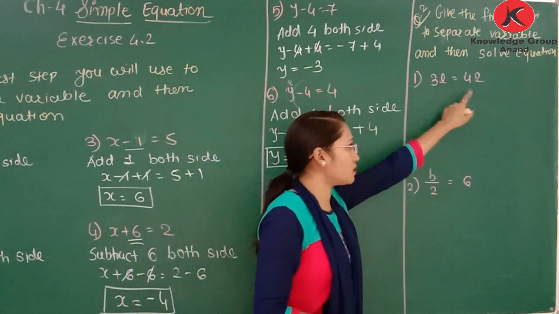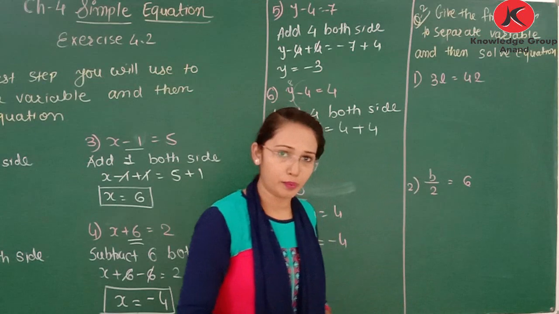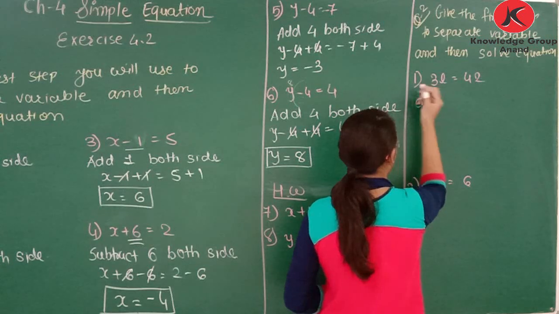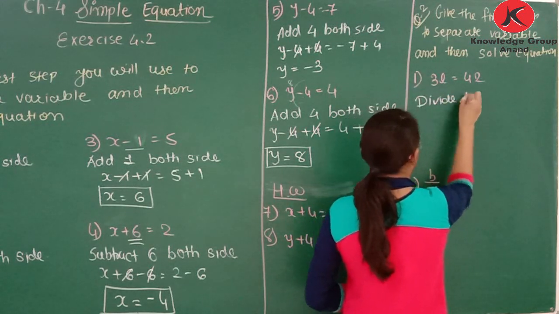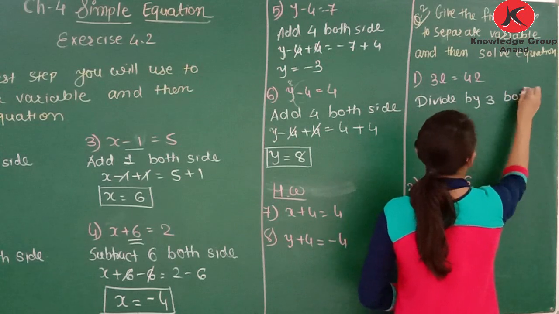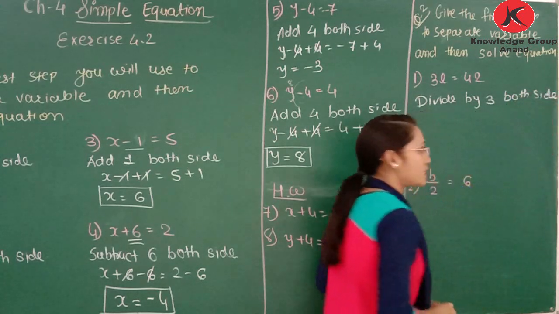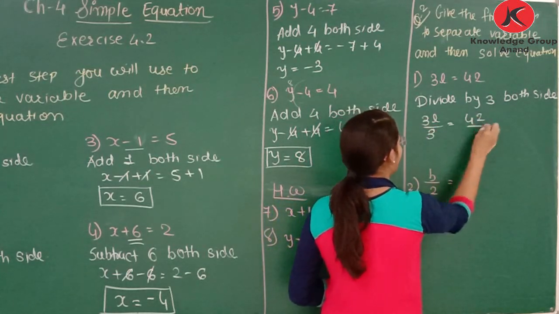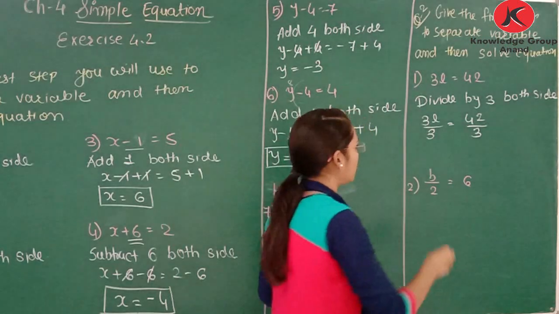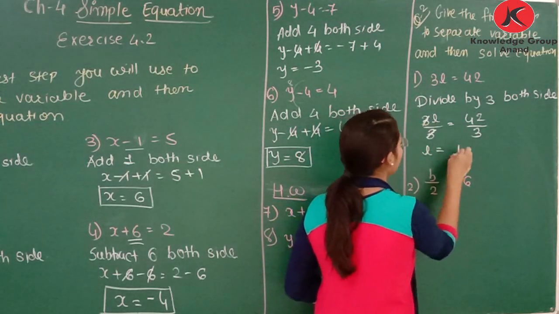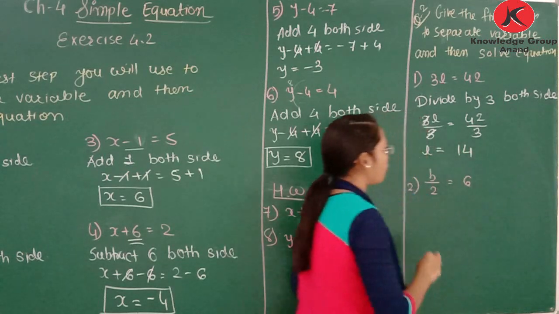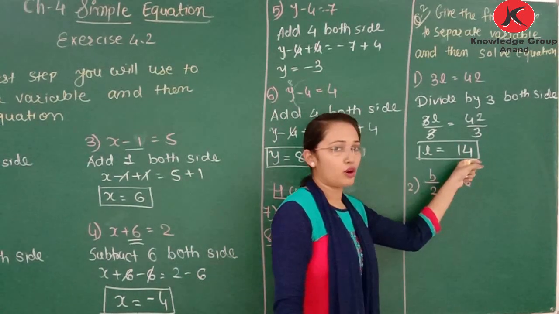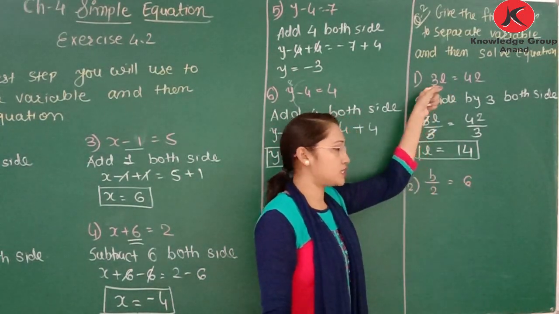So 3l is equal to 40. Now 3 is in a multiplication. To remove 3, we need to divide by 3 on both sides. So we can write divide by 3 on both sides. If we divide, we will get 3l by 3 is equal to 40 by 3. So 3 cancels, l is equal to 40 by 3.